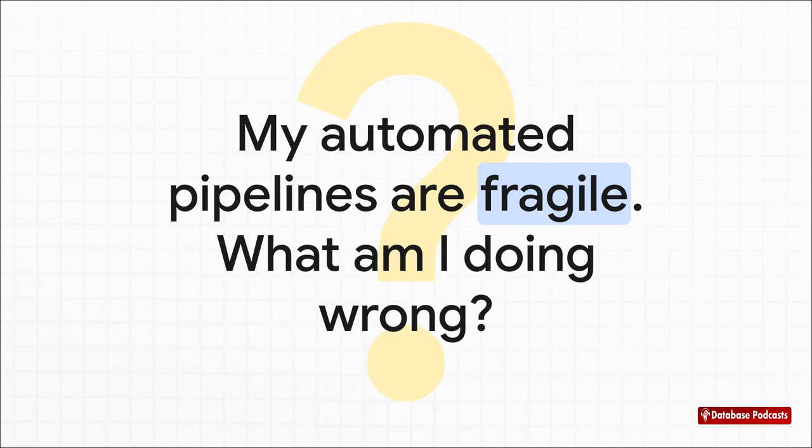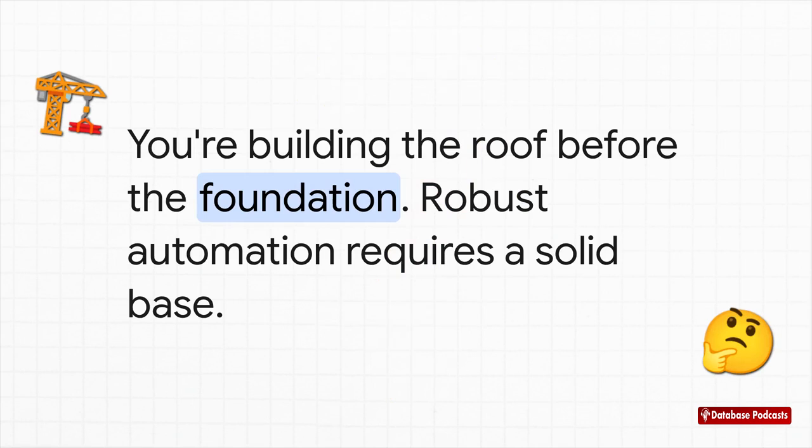We have all been there, right? You feel like you're so close to that glorious automation dream, but your projects are just fragile. It's a total mess. The good news is the fix is actually way simpler than you think. It's not about some fancy new tool or writing a more complicated script. The problem boils down to this: you're trying to build the roof before you've even laid the foundation.